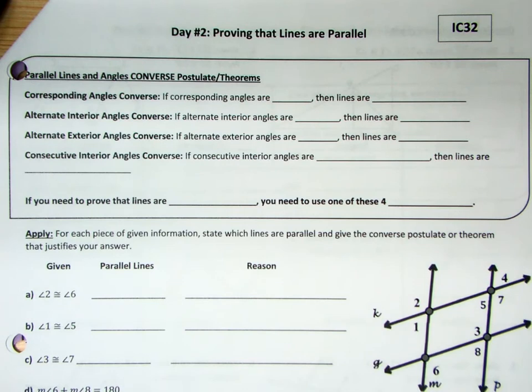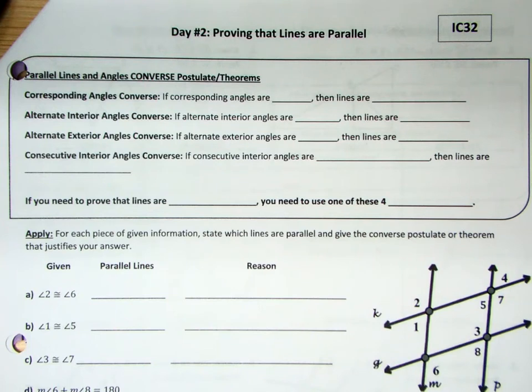Today's lesson is IC32. This is going to be the first half of the lesson to get you started, and then we'll finish it up tomorrow. To start, we're going to be proving that lines are parallel. In order to do that, you need to understand what corresponding angles, alternate interior, alternate exterior, and consecutive interior angles are. So converses are where you do the opposite.